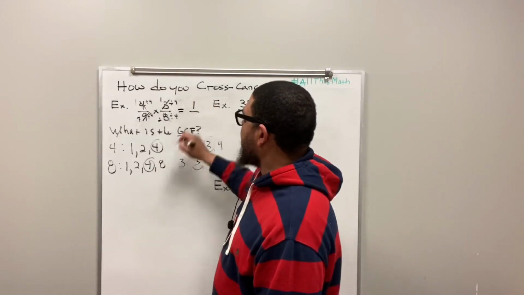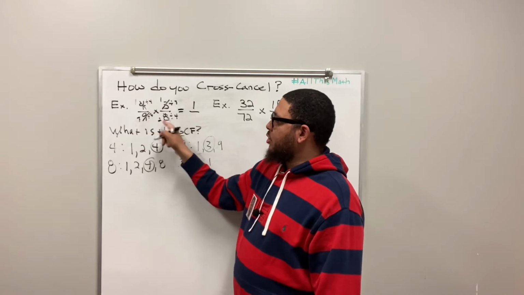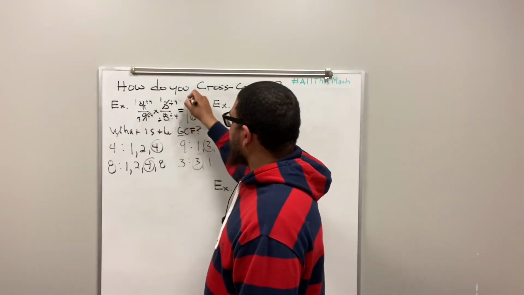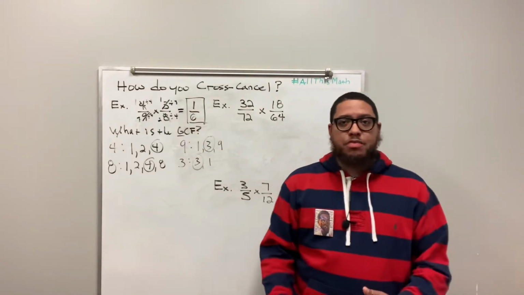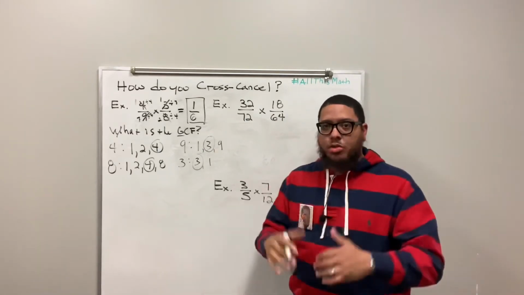That gives me 1. Now this 9 turned into a 3. This 8 turned into a 2. So now I'm doing 3 times 2. Boom, 1/6. And that is my answer. And it's easier to do the math because I got smaller numbers. So when you can get smaller numbers, get your smaller numbers.